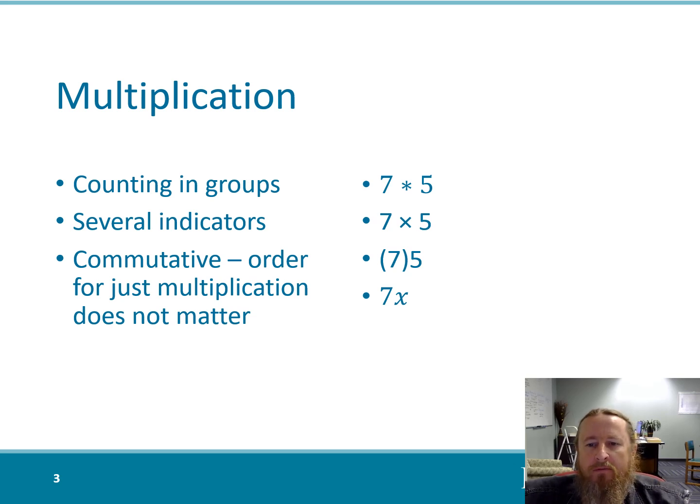7 times 5 is the same as 5 times 7. However, when we write a variable term, it is always given as number, then variable. And if the number is 1, we do not have to write that coefficient of 1.